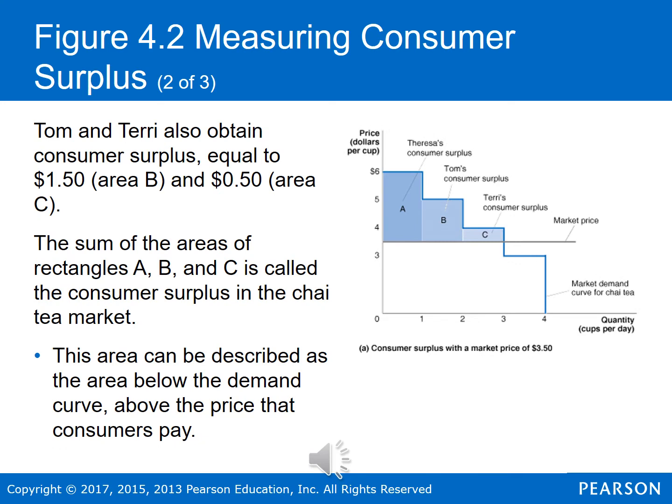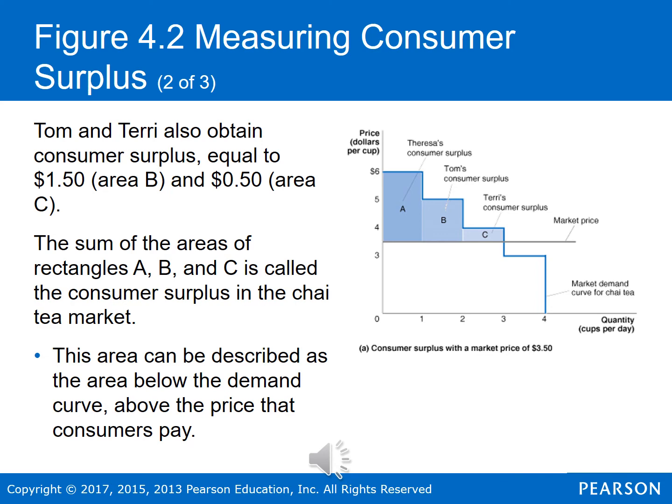But it's not just Teresa that gets this consumer surplus. Tom and Terry are also able to get this consumer surplus. For Tom, it's going to be equal to $1.50. Tom's willing to pay $5 for a cup of tea. He values a cup of tea at $5. But again, he only has to pay $3.50. So the difference between his value for the good and what he has to pay for it is $1.50. And that can be represented by the area of the rectangle B, on the figure on the right.